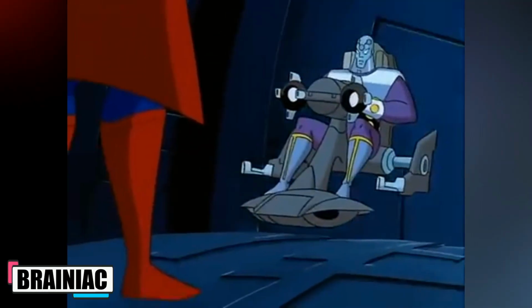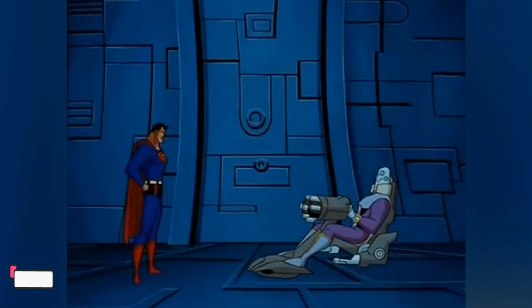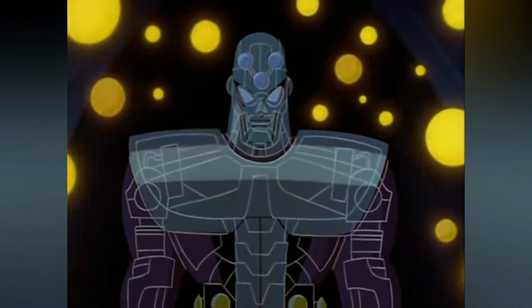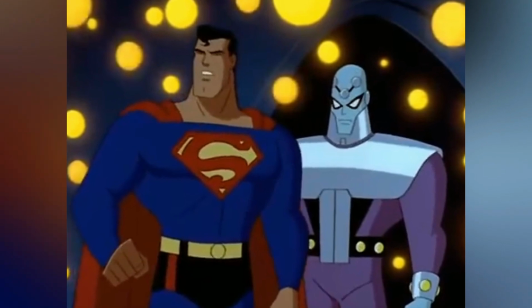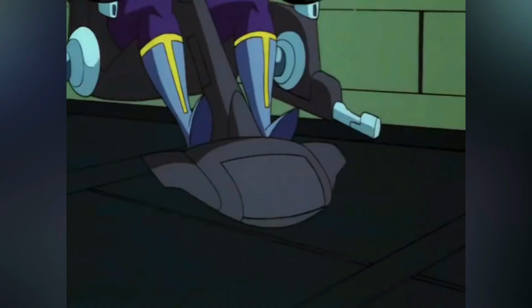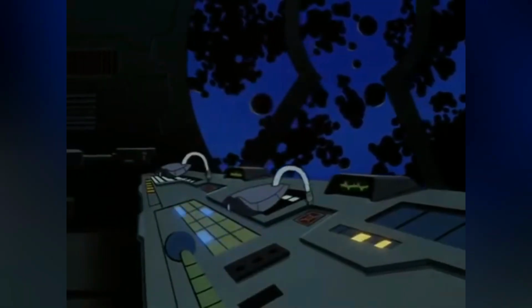Brainiac, a highly advanced and malevolent artificial intelligence in the Superman animated series. Brainiac is a cold, calculating being with a single goal: to acquire knowledge and eliminate any threats to his existence. Brainiac is a master of technology with the ability to manipulate computer systems and control machines with ease.